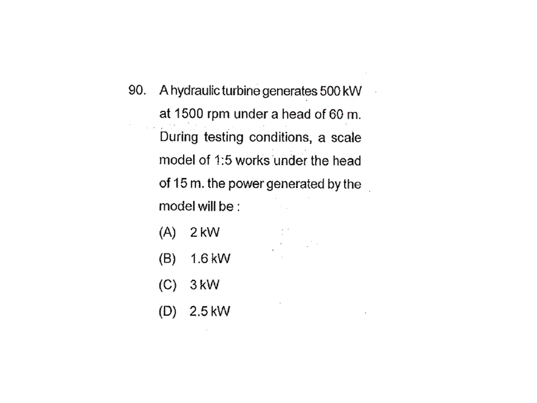A hydraulic turbine generates 500 kilowatt at 1500 RPM under a head of 60 meter. During testing conditions, a scale model of 1:5 works under the head of 15 meter. The power generated by the model will be how much? A hydraulic turbine generates power of prototype 500 kilowatt, RPM of prototype 1500 RPM, head of prototype 60 meter, scale model it's 5:1.